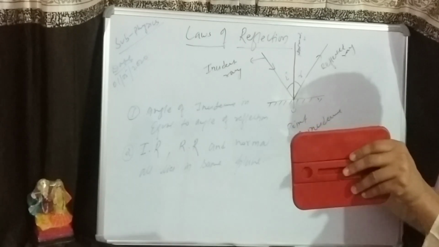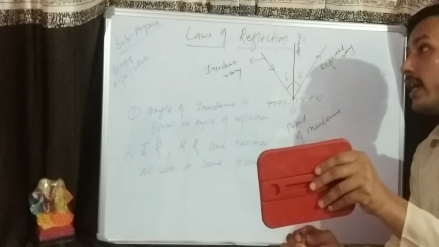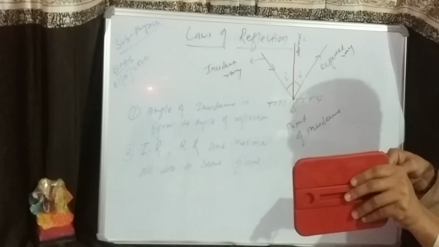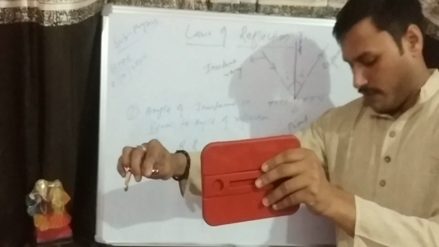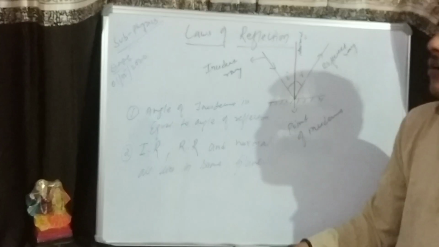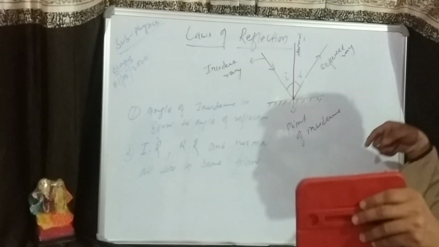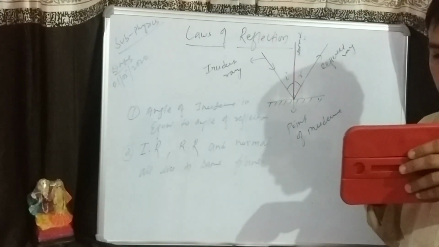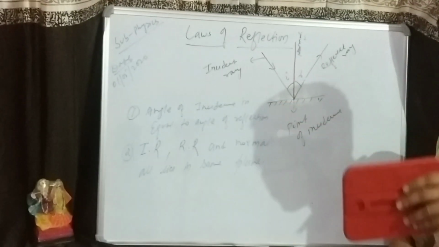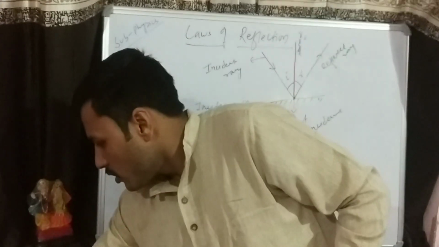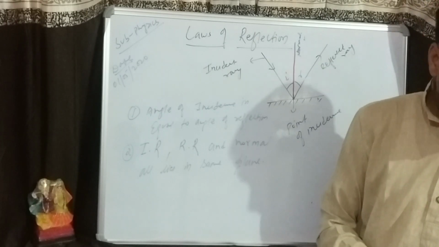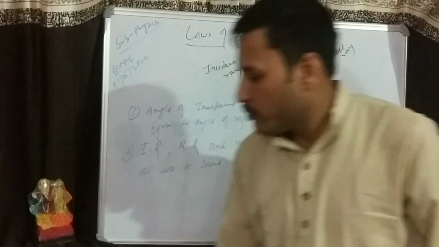If I change the direction I provide here, the light will go there. If I provide the light in this direction, you will find the light somewhere on me. But it is not possible that I provide the light in this direction and you find it somewhere else. The light always comes in this path.